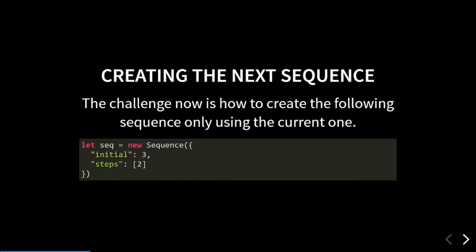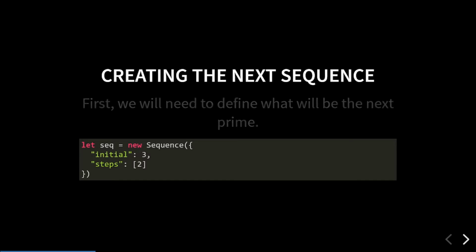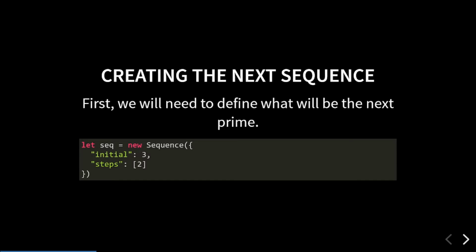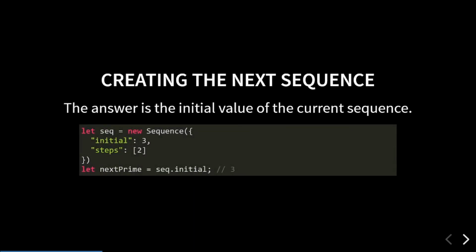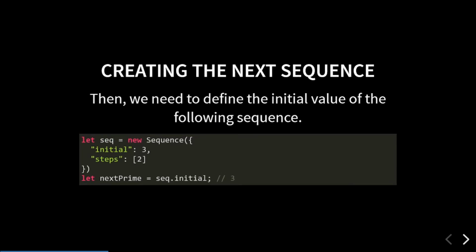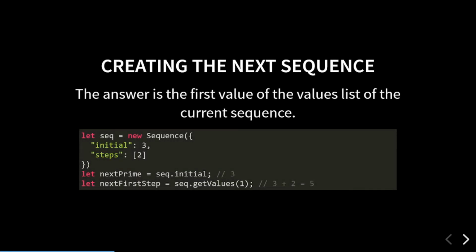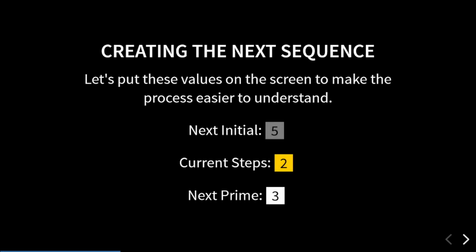So first we need to define the key elements that we found before. What is our initial step? In that case, the next prime, the number that we are going to avoid, will be the previous initial step. Then we need to define the initial step of the next sequence. That will be the first step of the current sequence. So 3 plus 2 is 5. The first step of the next sequence will be the 5. Now we have these three key elements: the next initial element, the current step from the previous sequence, and the number that we want to start avoiding.